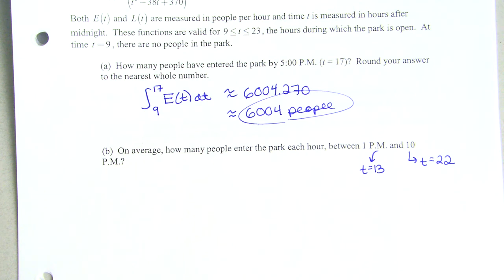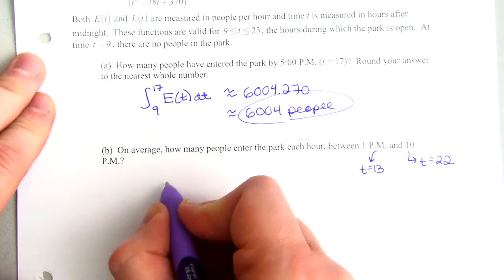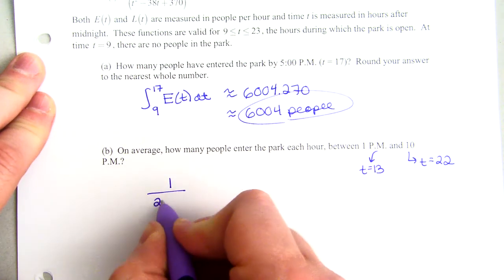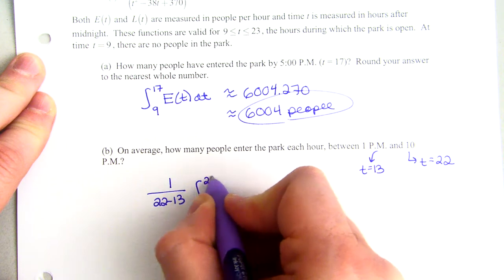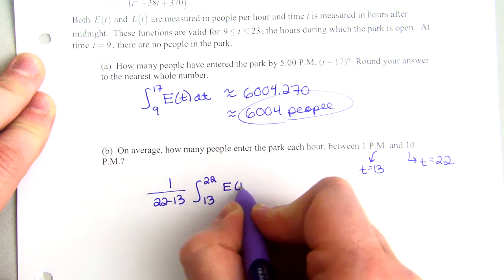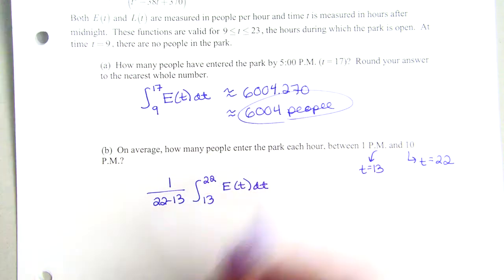I would like to see if you can set up your integral and do your calculation. And decimals are going to be fine in the answer. We're just going to round to 3 places. I'm going to do the average of E of t. So 1 over 22 minus 13 times the integral from 13 to 22 of E of t dt.